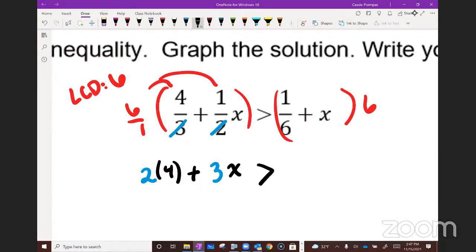is greater than, and then we want to distribute here. How many times does 6 go into 6 evenly? Just once. And then I have 6 times X here.